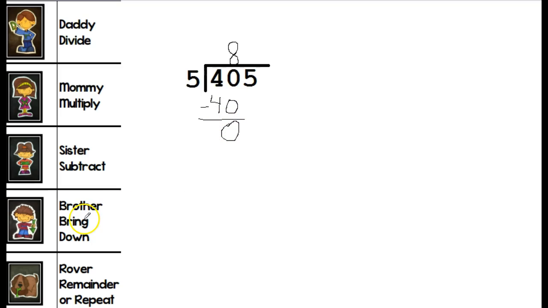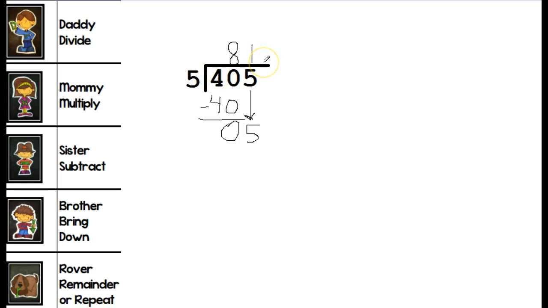After that, I have brother bring down. I'm going to bring down this 5. And notice how I draw that arrow to show that I'm using that digit in that spot. And now I have rover, remainder or repeat. Since I haven't hit the end of my number yet, I'm going to keep on repeating. So I go back up to divide. Now I have 5 underneath. So it's going to be 5 divided by 5, and the answer is 1.